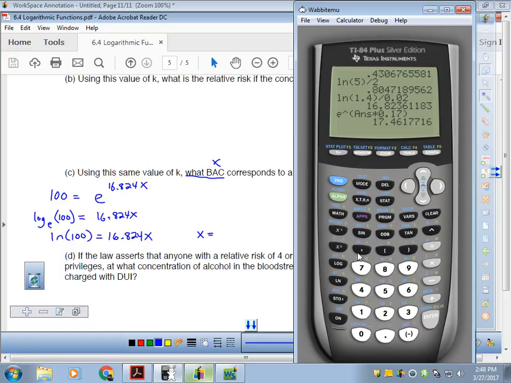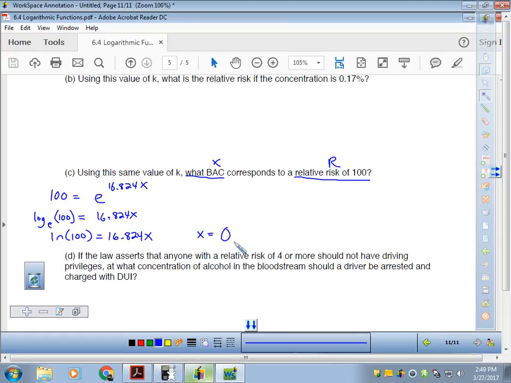Unfortunately, I'm going to have to get that number again, so I'm going to have to say ln of 1.4 divided by 0.02, so that way I have the 16.824 again. And then at that point I can say, okay, let's take ln of 100 and divide it by that unrounded answer. And so there we go, 0.274%. So that's our blood alcohol concentration that would correspond to a relative risk of 100.